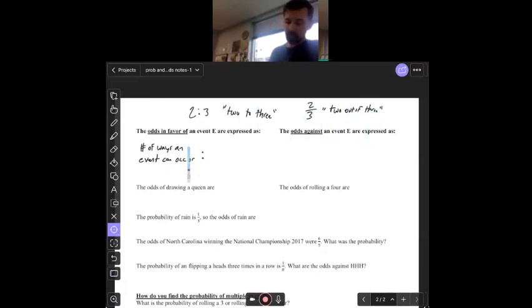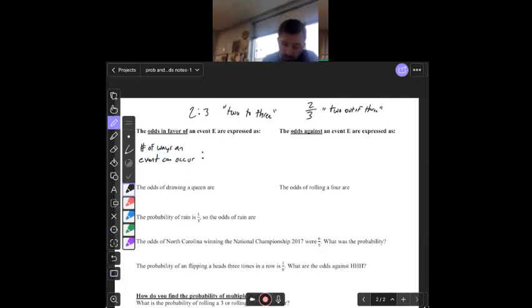So when we talk about odds, it's the number of ways an event can occur versus the number of ways the event cannot occur. So it's all about that second number. In the probability, the second number is the total number of outcomes. In the odds, the second number is just the ways for it not to happen. The first number is the same value.